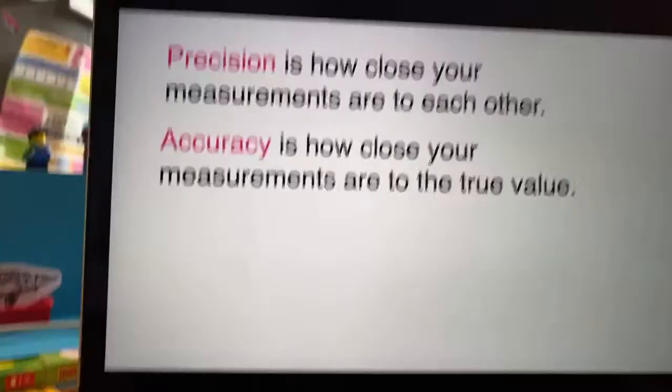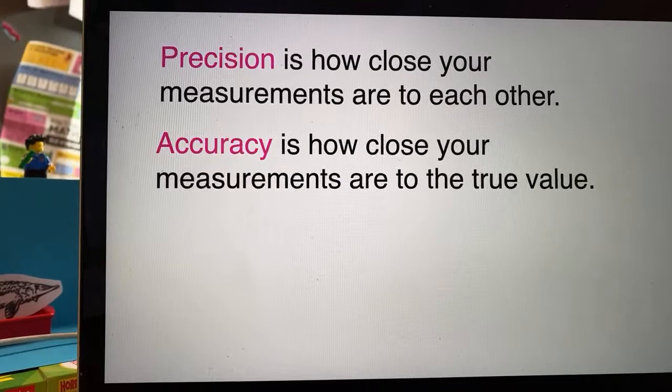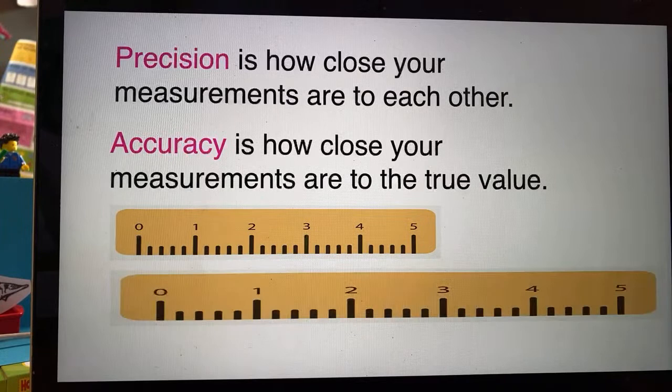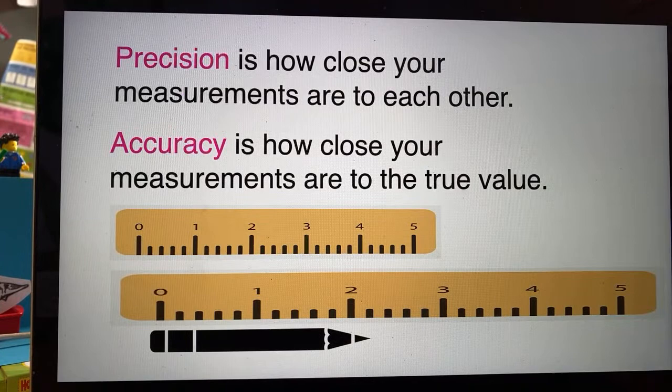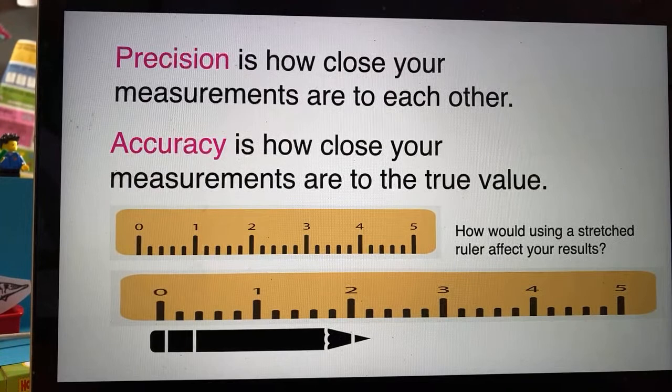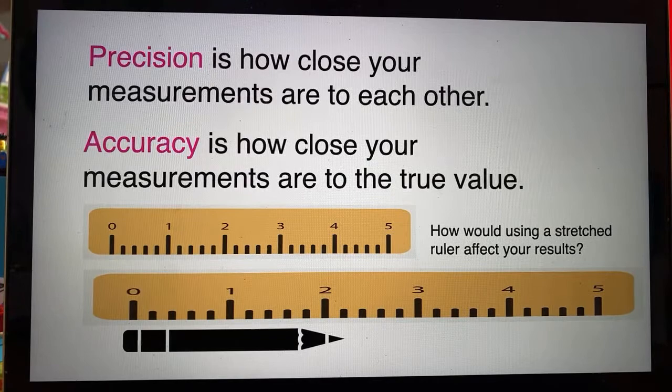So a question to see if you have understood that. Here's a ruler, right? Here's the typical ruler. Something terrible happens to your ruler without you noticing. Your ruler gets very stretched. And then you try and measure this pencil. How is this stretched ruler going to affect your results? Would it make your results more precise, less precise, more accurate, less accurate, same amount of precision, same amount of accuracy? How would measuring a pencil with this really stretched ruler affect your results? Would you get more different measurements, or would they be closer together, or would it be not the true value, or more close to the true value?